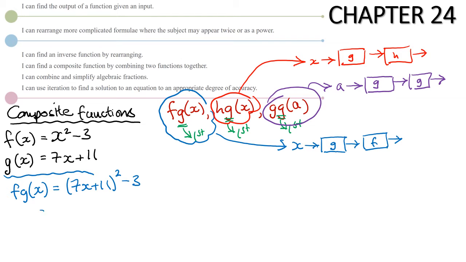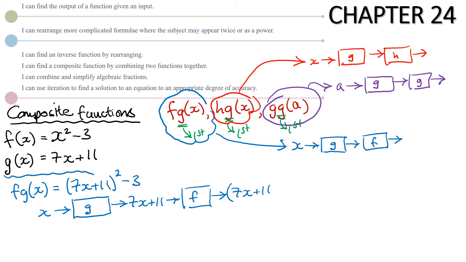Here's another way of displaying it, this might help. So x goes into function g. What does function g do? So I'll write it like that. Well, if x goes into g, what comes out is 7x plus 11. Now 7x plus 11 goes into function f. Now what does function f do? Well, it squares the input. So the input is 7x plus 11. And we take away 3.